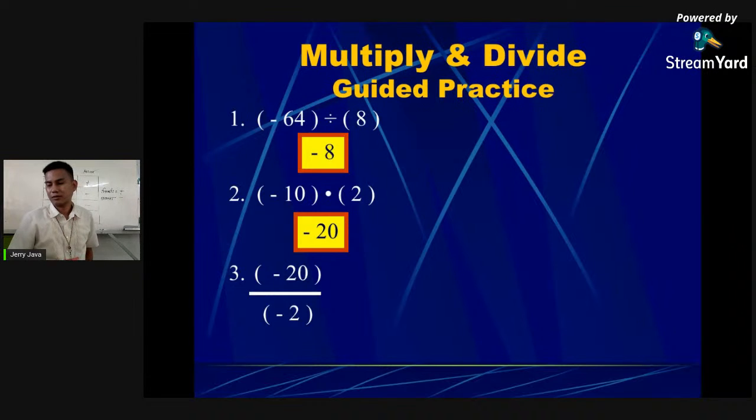They are digging here. Oh, they're gardening. We are gardening. Type in your answer, kids, for number 3, negative 20 divided by negative 2.